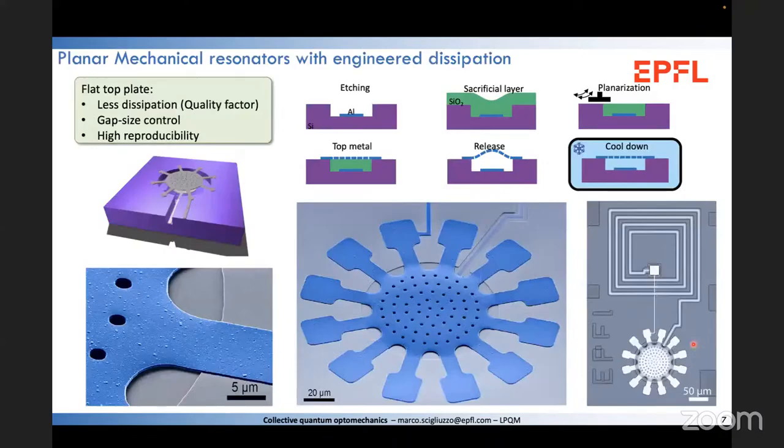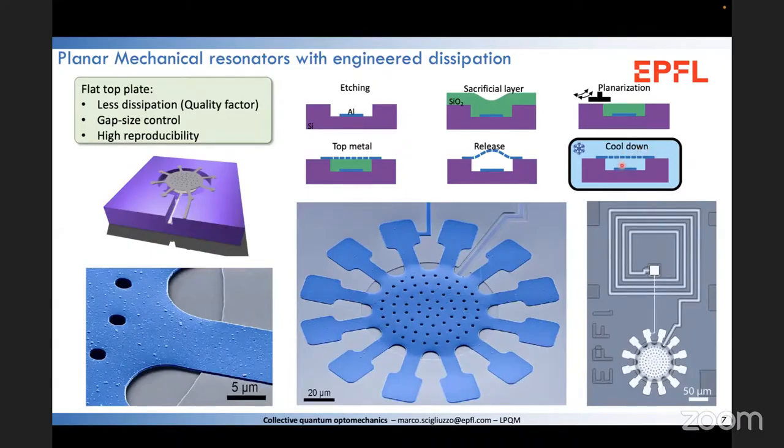So we solved this problem by having a flat top. I'm not going to go into detail for this presentation, but basically we have many benefits. Now our mechanical drum has a tensile stress when cooled down to cryogenic temperature, and if you're familiar with the concept of dissipation dilution, more stress means more dissipation dilution.